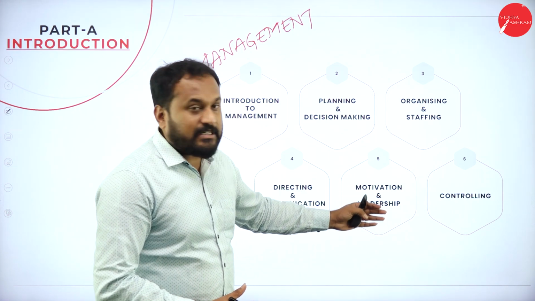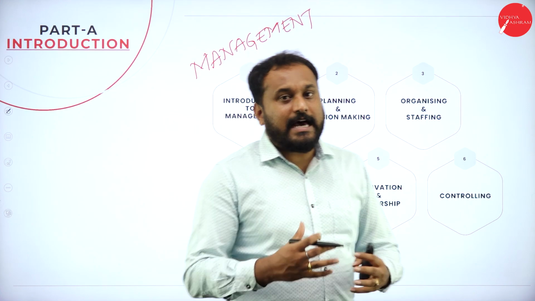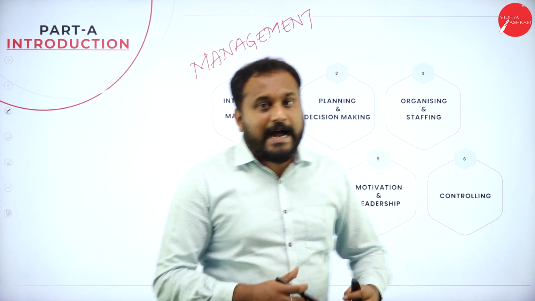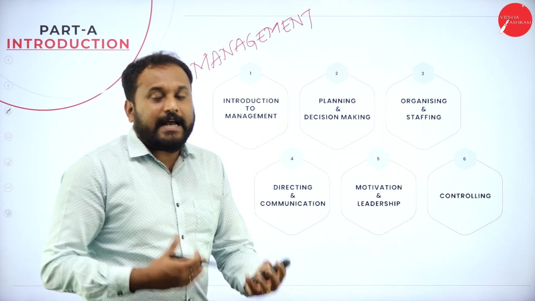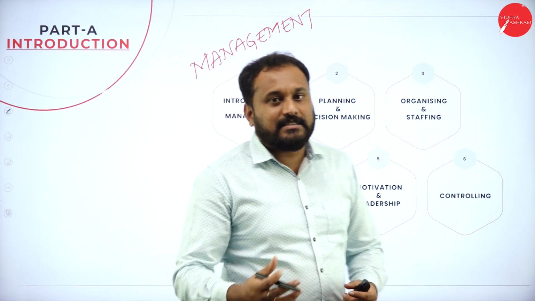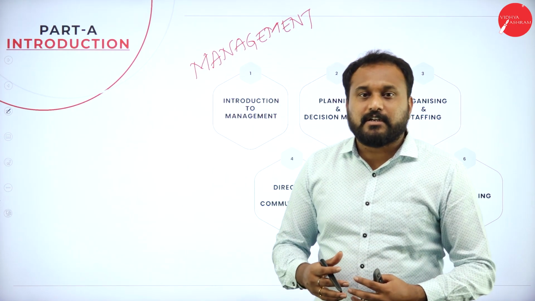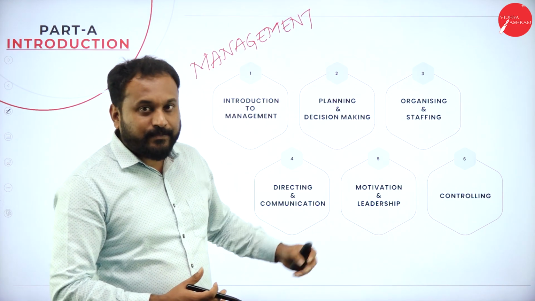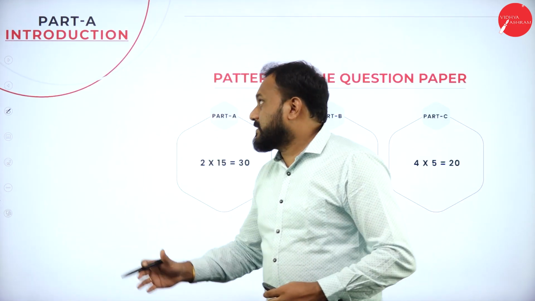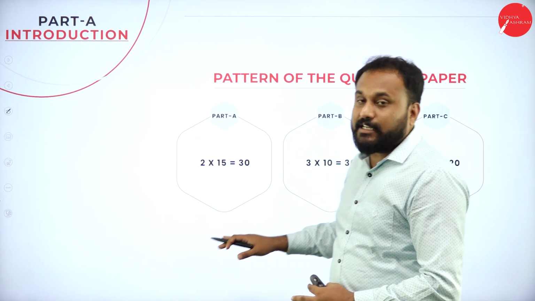Here we have motivation, leadership, communication, decision making, which you did not have in your second PU. Though you had communication, it was only a little. Here you will go through a little more of communication, such as overcoming the barriers of communication. What are the barriers of communication, what are the types of communication, you will get to know here. Going to the next one is the introduction part A. In the same way we have given the pattern here.